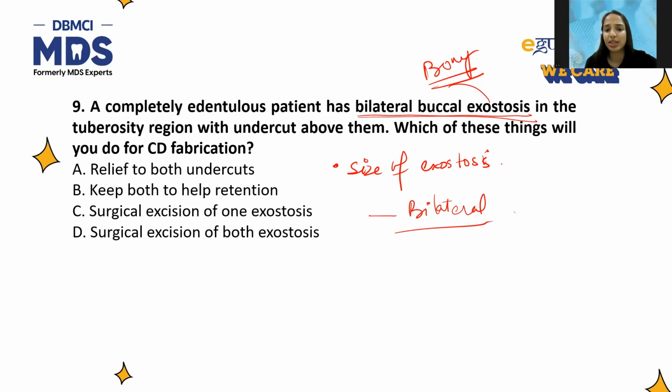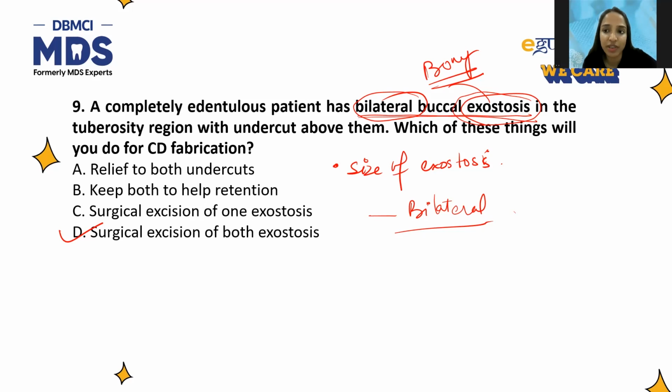Given that nothing has been mentioned in the question and we are left to make a decision on the only words, which are exostosis and bilateral, I would prefer to go for surgical excision of both of the exostosis, not completely but partially, and then go further with the CD fabrication. Now, try to hear my logic in this particular situation. When we have a soft tissue undercut, which is unilateral, we try to block it slightly, or we change the path of insertion of the prosthesis and try to negotiate it, because undercuts mechanically help with retention.